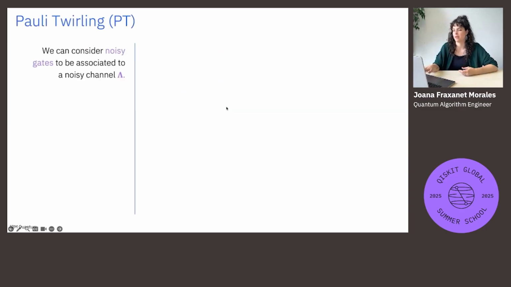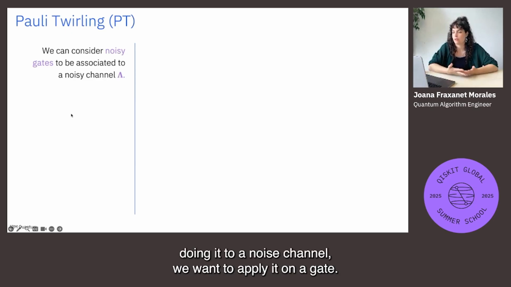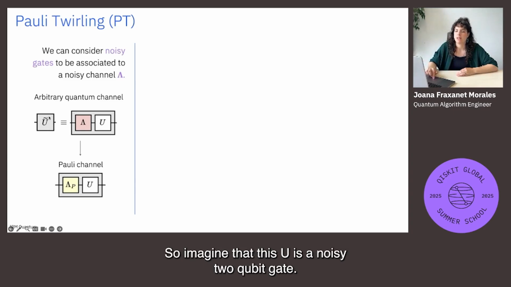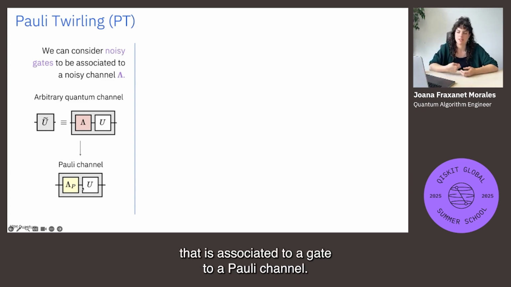Now we want to apply this, but instead of doing it onto a noise channel, we want to apply it on a gate. So imagine that we have a gate, and we know that gates are noisy. In particular, we're interested in 2-qubit gates. So imagine that this U is a noisy 2-qubit gate, which means that it has some noise channel associated to it. We want to change the noise channel that is associated to a gate to a Pauli channel.